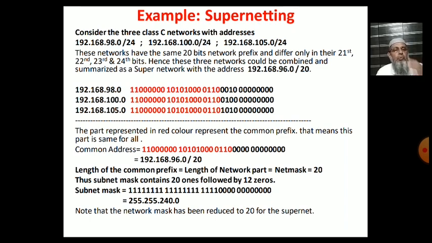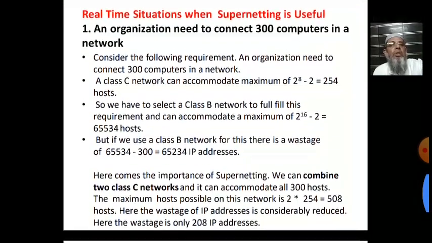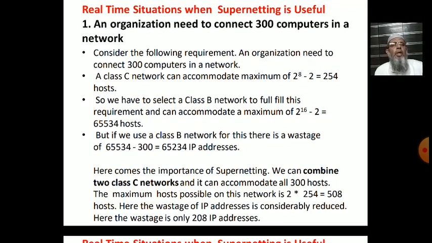Here, in a Supernet, it is called the network mask, not a subnet mask. We can say the network mask has become 20, which will identify the network address and the host address. When to use it? This is a real-time scenario in which we can use it.